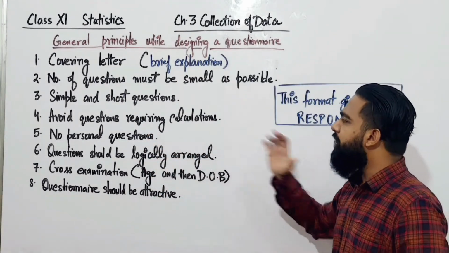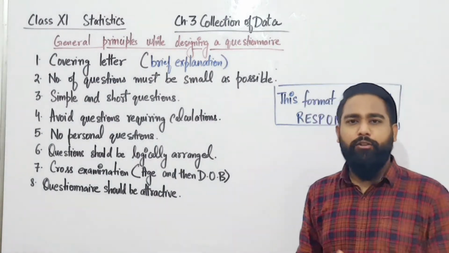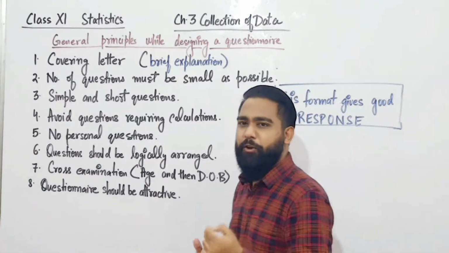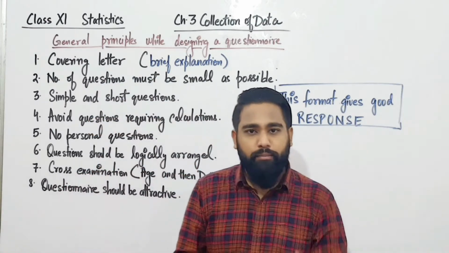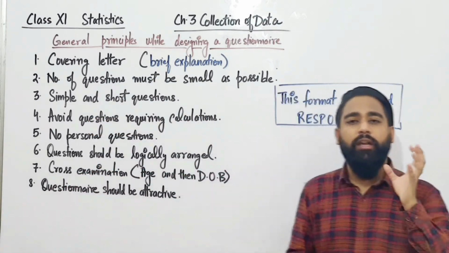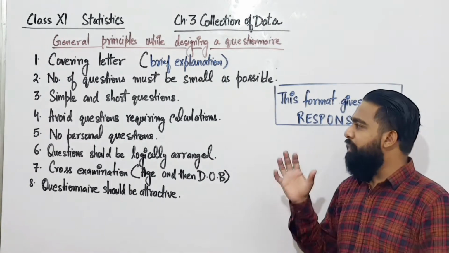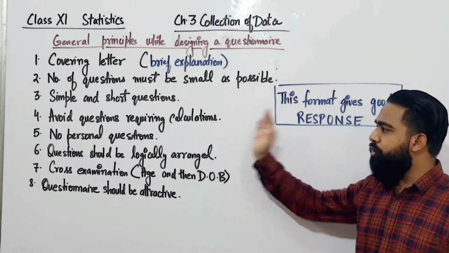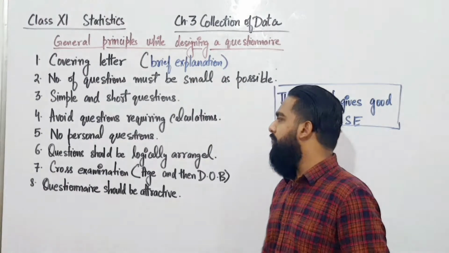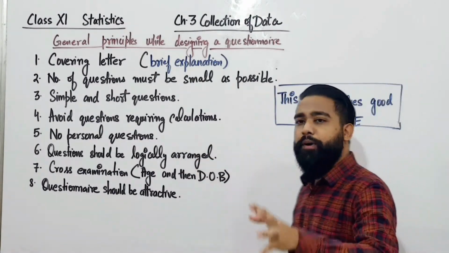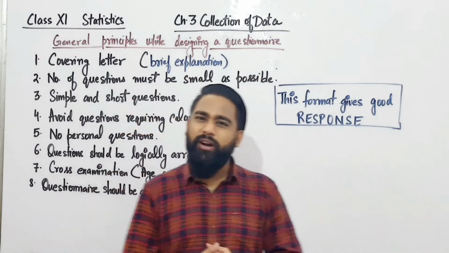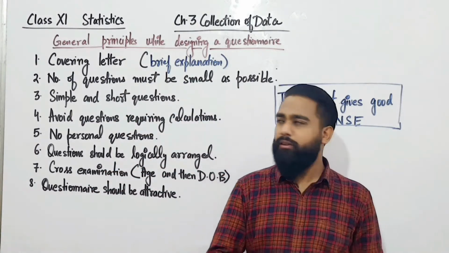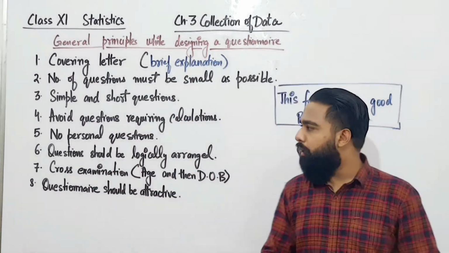Fourth one, avoid questions requiring calculation. There must not be any question which requires lots of calculation. The investigator must keep in mind that no questions which require calculation should be asked. Fifth one, no personal questions should be asked, nothing that makes the respondent a little bit uncomfortable. So personal questions should be avoided.